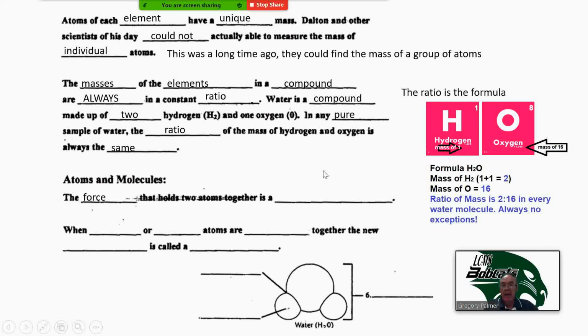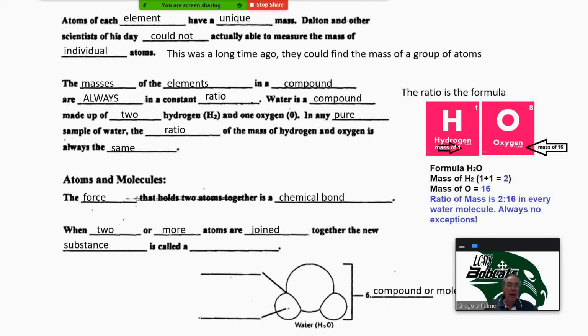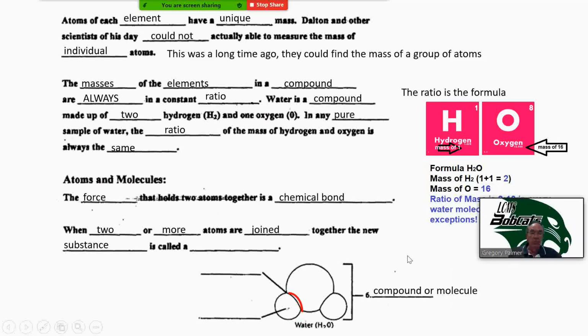Okay. Now, Dalton also realized that there was something holding these compounds together. And the force that holds the compounds together is called a chemical bond. When 2 or more atoms are joined together, the new substance is called a compound or a molecule.